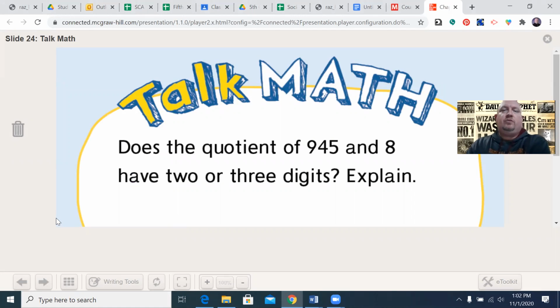So we have here, does the quotient of 945 divided by 8 have 2 or 3 digits? Basically, if your divisor is smaller than the hundreds place, you know it's going to be in the hundreds as a quotient, so 3.